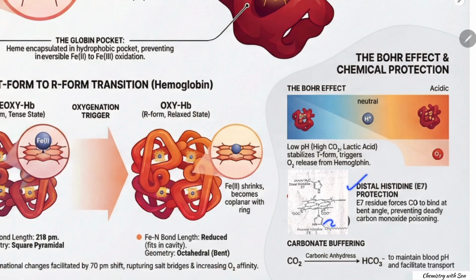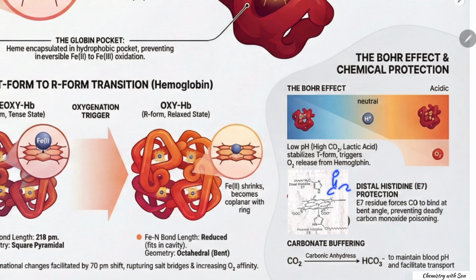And the distal histidine, this is the distal histidine unit. It has a very important role. It forces CO, carbon monoxide, which acts as a poison for our body, to bind in a bent way. Okay, in a bent way. We know that here oxygen will bind, but if CO enters our body, it will bind here.